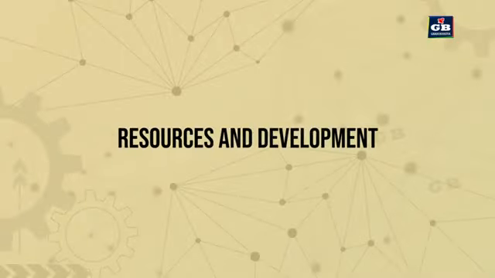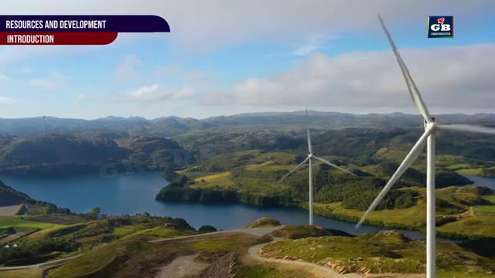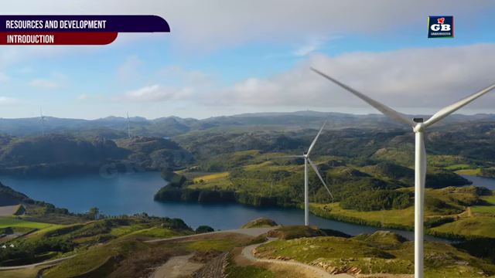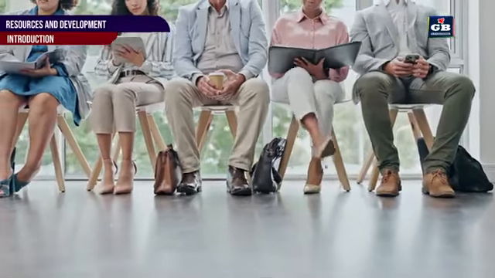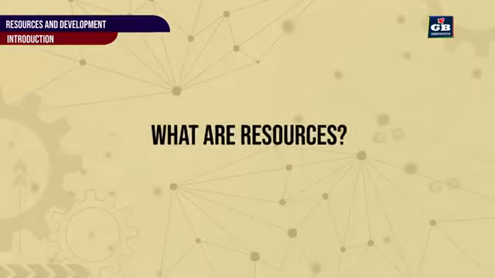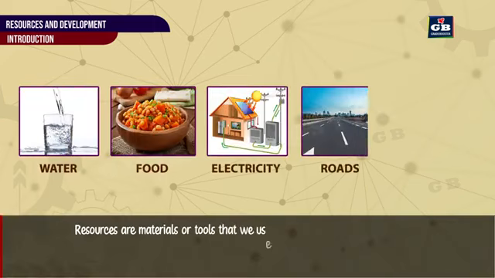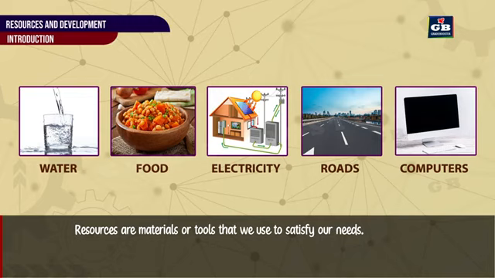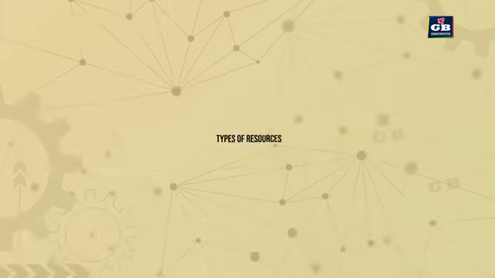Resources and development. Resources are everything around us that help us to live a better life. They include things from nature, things made by humans, and even our own skills and knowledge. What are resources? Resources are materials or tools that we use to satisfy our needs. For example, water, food, electricity, roads, and computers are all resources.